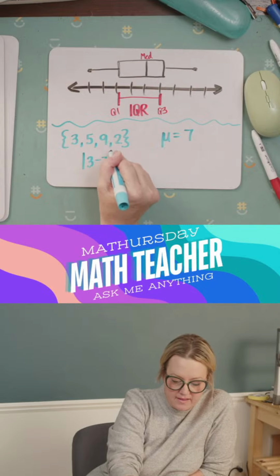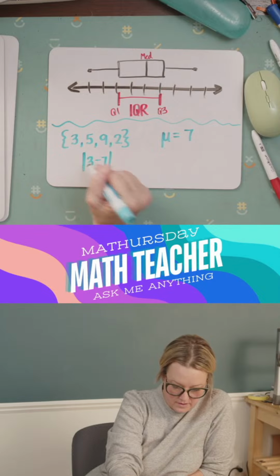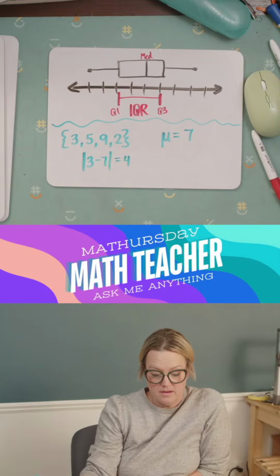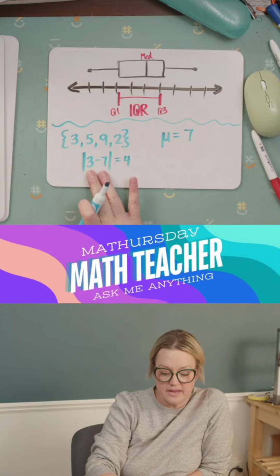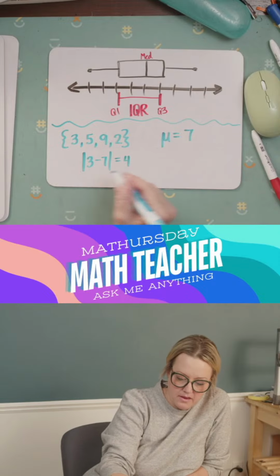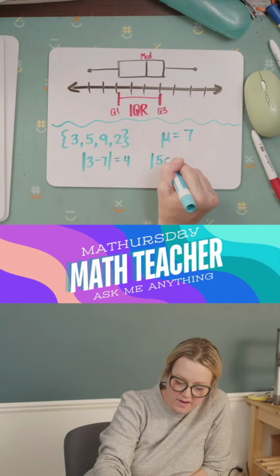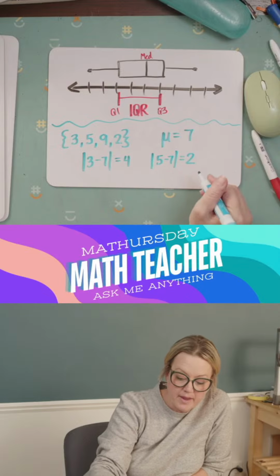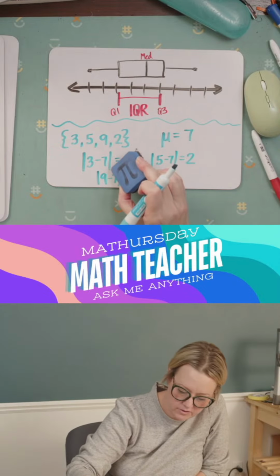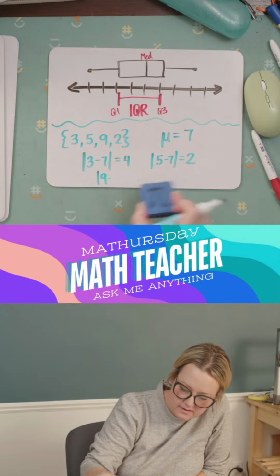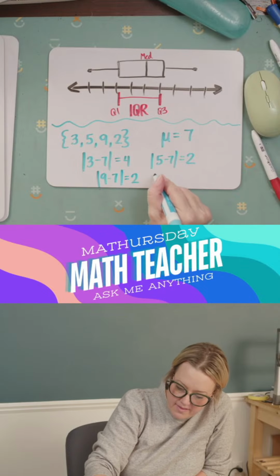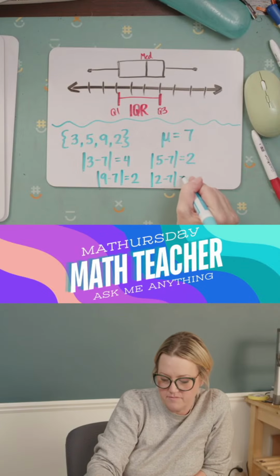So my absolute deviation is where I take 3 minus 7, and that's an absolute value. That's going to give me 4, because 3 is 4 places away from 7. My 5, I do 5 minus 7, that's going to give me 2. My 9 is also going to give me 2. Oh, that's a curved line. I'm so used to drawing parentheses. So that's 2. And then 2 minus 7 is going to give me 5.